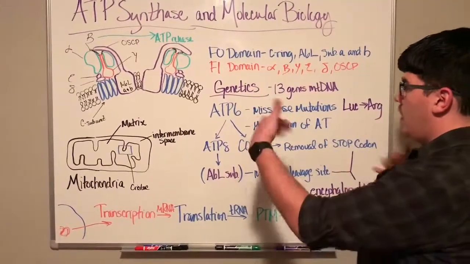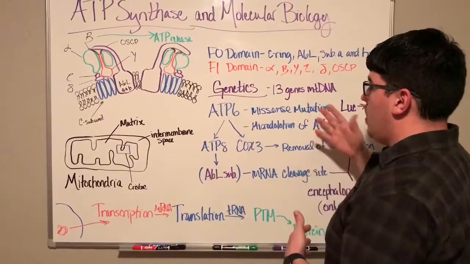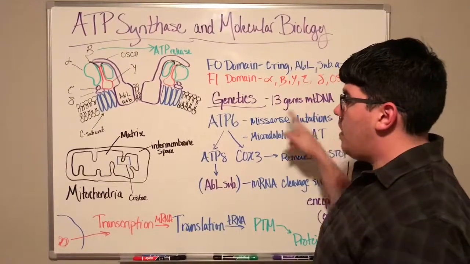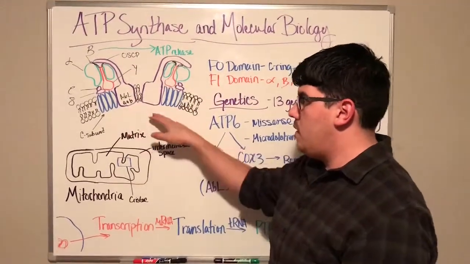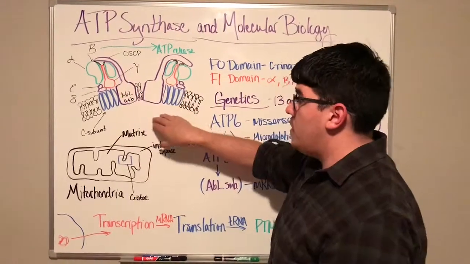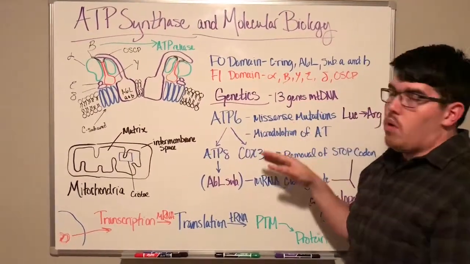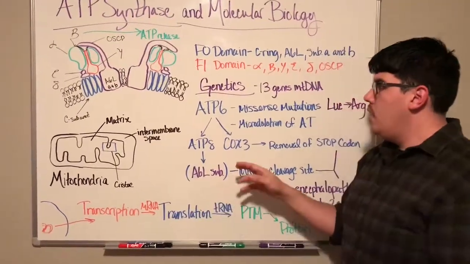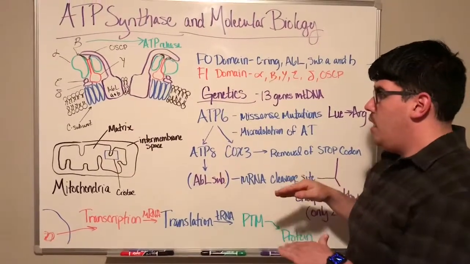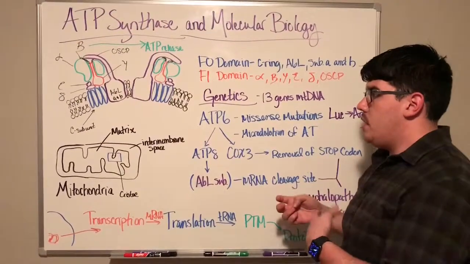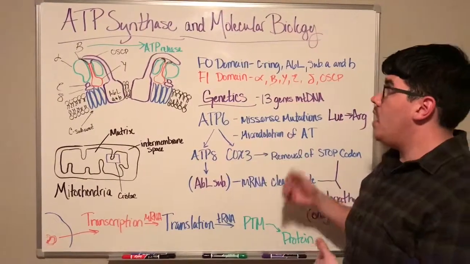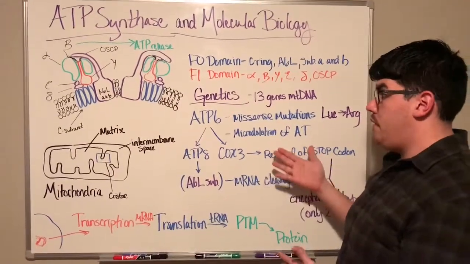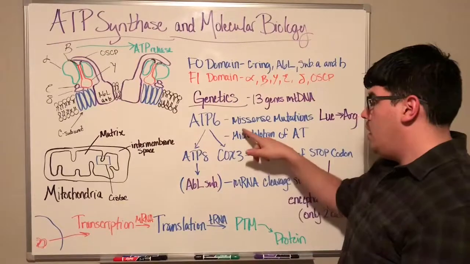The genetics of ATP synthase: there are 13 different genes in the mitochondrial DNA that are responsible for making some of the parts of the ATP synthase, and the rest of the genes, of which there are several more, are located in the nuclear DNA. And we're going to go over some of the mutations that are involved with ATP synthase. They're not very common. However, they have been discovered, and they have been the focus of research by scientists in recent years.